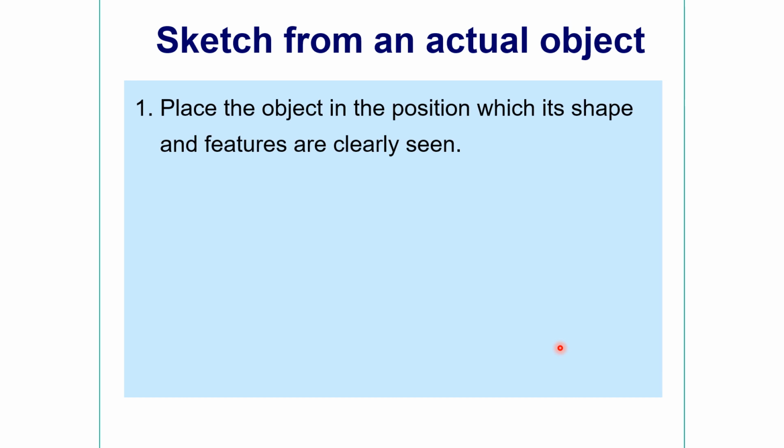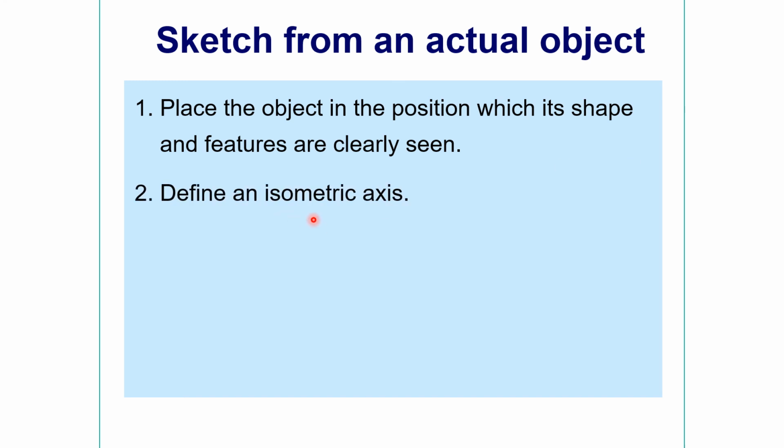Sketch from an actual object. Place the object in a position where its shape and features are clearly seen. For example, a brick: place the brick in a 3D position in such a way that you can clearly perceive the 3D object. So set the object at some position.